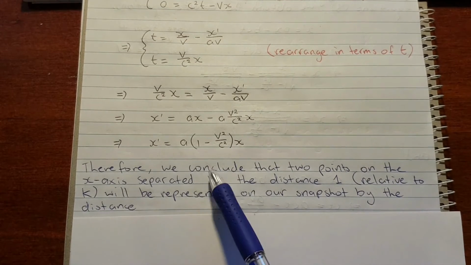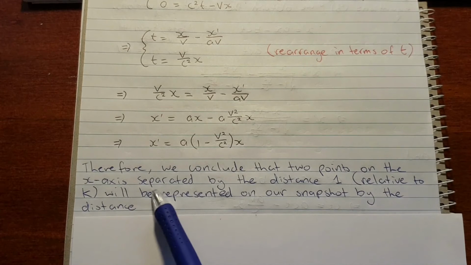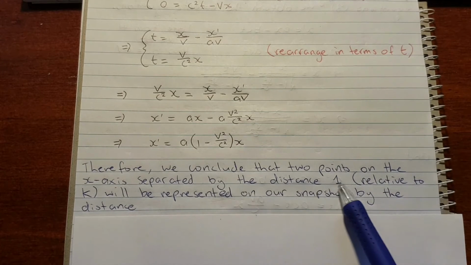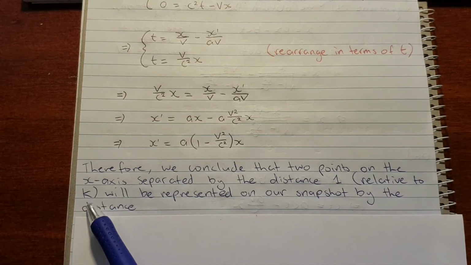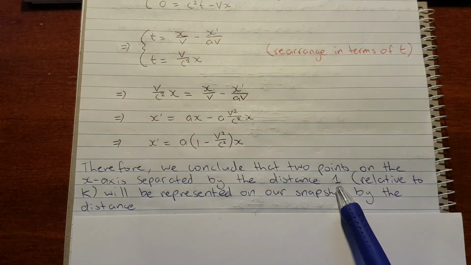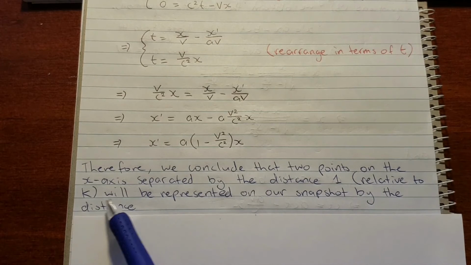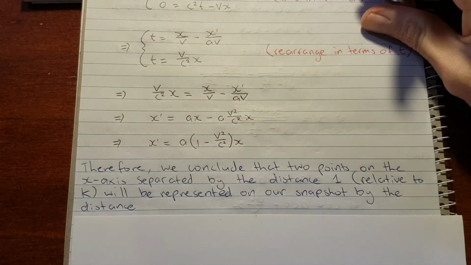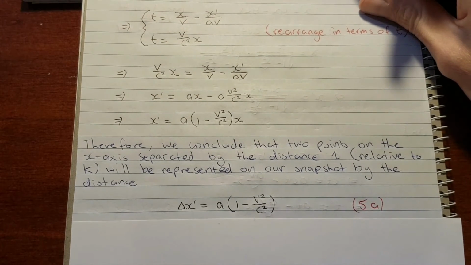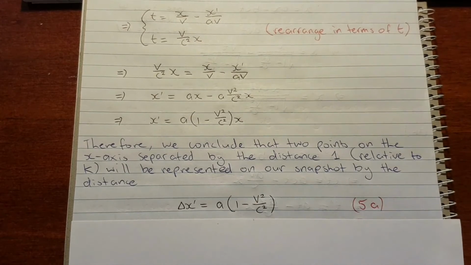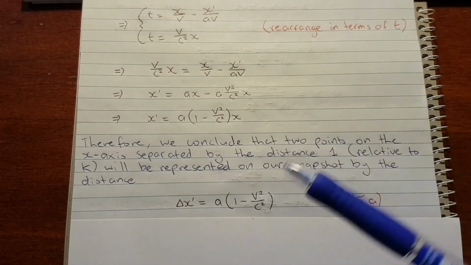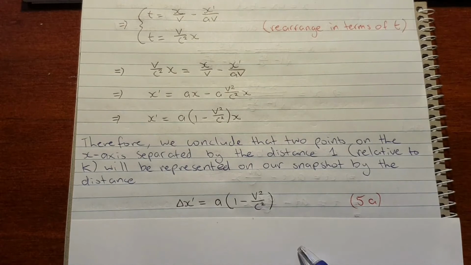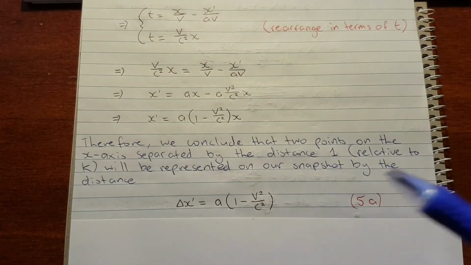Therefore, we conclude that 2 points on the x-axis, so this is your x-axis, separated by the distance 1 relative to k, so you measure your ruler to be 1 meter in your own system from your point of view, will be represented on our snapshot by the distance. And so this is going to be my snapshot of you now as you fly past me. It's going to look like, as I'm on the train, that you're flying past me. It's going to be delta x primed equals a times 1 minus v squared on c squared. That's because we set this delta x equal to 1.